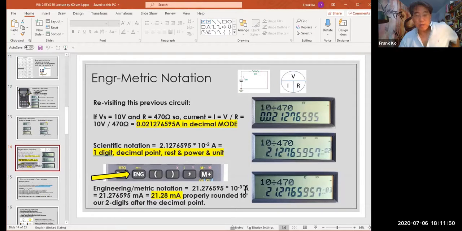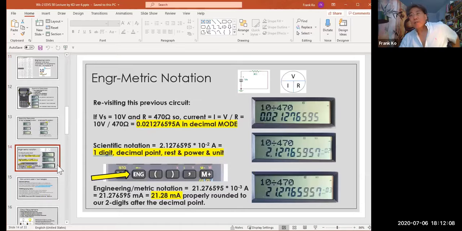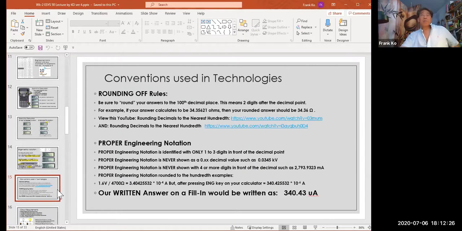Now, we're not going to write down on our answer sheet 10 to the negative 3. 10 to the negative 3, we look at our magic chart. Here's your magic chart. 10 to the negative 3, we see, is pronounced as milli. What symbol do we use? We use the lowercase m because it represents thousandth. So in this particular case, the final answer, properly rounded to 2 digits after the decimal point, will be 21.28 milliamps. Now, the next slide goes to define what is proper engineering notation and what are our rules of rounding.